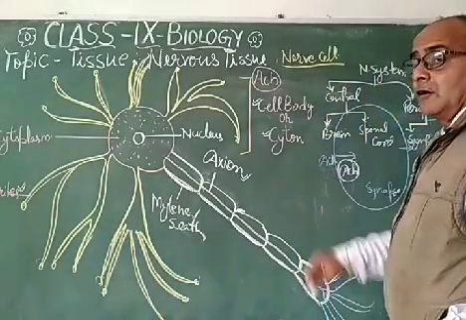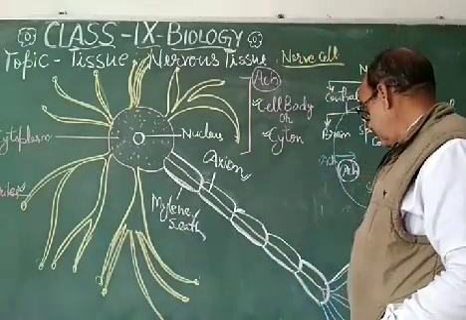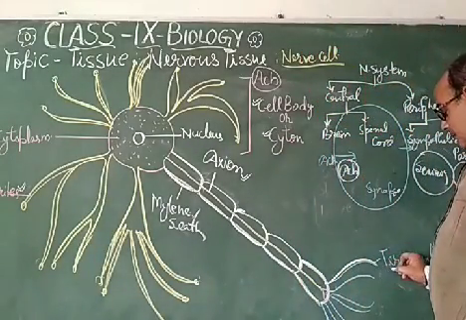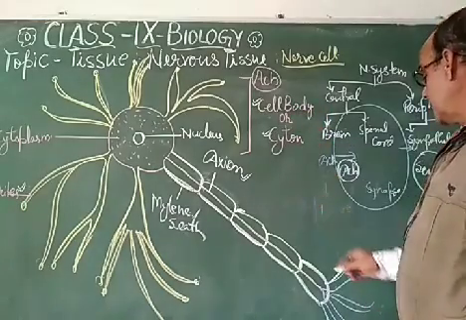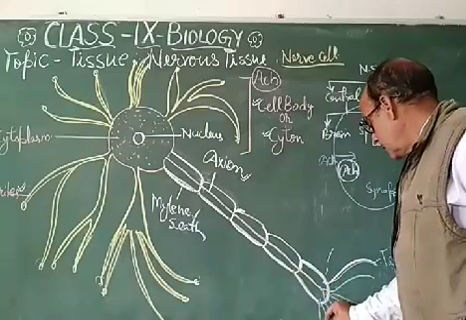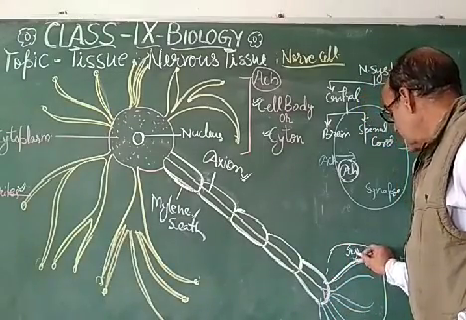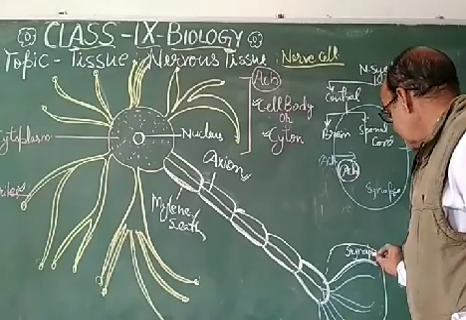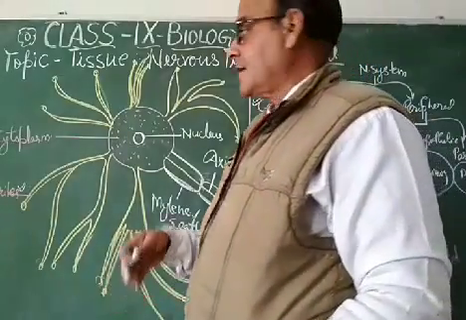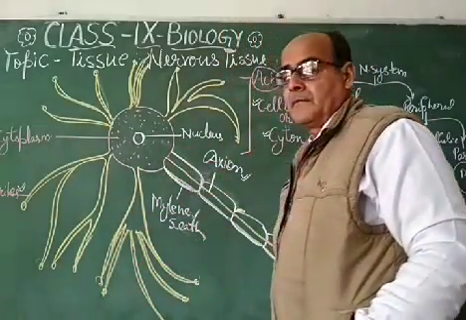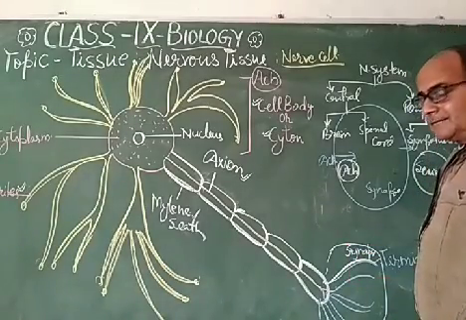What is the function of this axon? Axon helps in the chemical transmission of the neuron. What is the function of this terminal end? This terminal end gets connected with the dendrites of the other neuron. This is the synapse. So at the synapses, these nerve endings get connected with the dendrites or cyton of the other neuron. So this is the connection sequence among these two different cells.